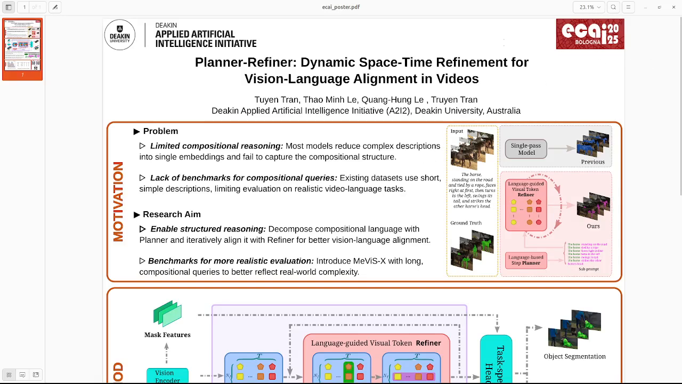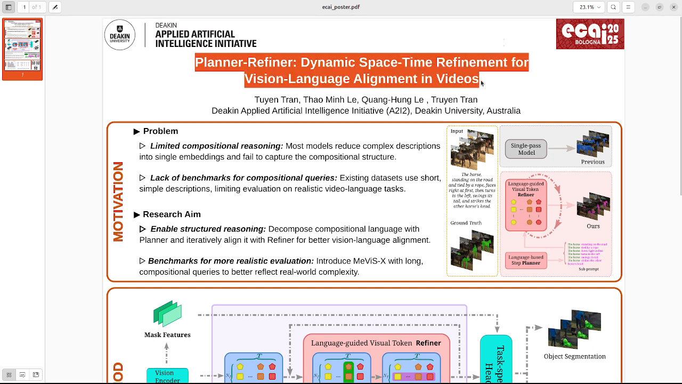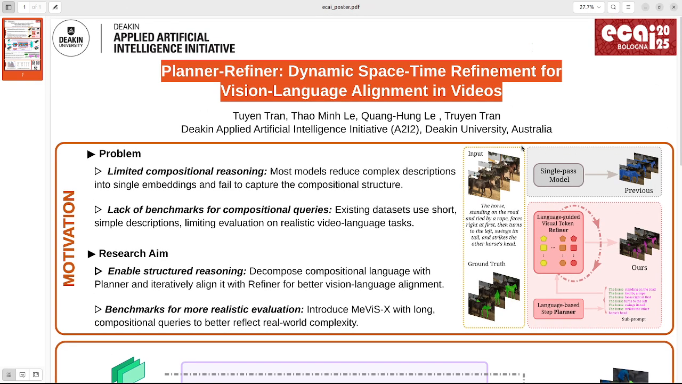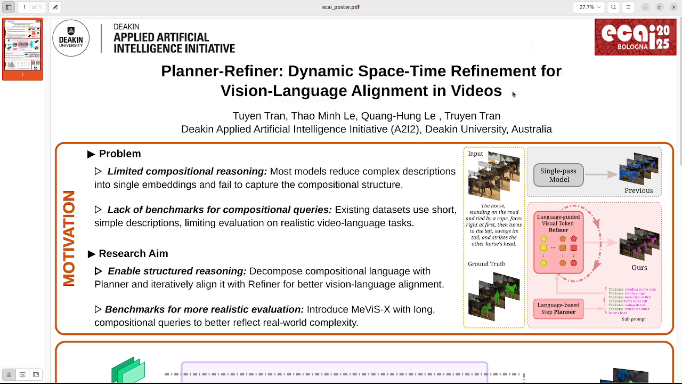Hello, I'm Tuyen Tran from Deakin University, and I'd like to introduce our work titled Planner Refiner, Dynamic Space-Time Refinement for Vision-Language Alignment in Videos. This research addresses one of the key challenges in video understanding. This challenge is how to connect complex natural language descriptions with the dynamics of visual scenes.